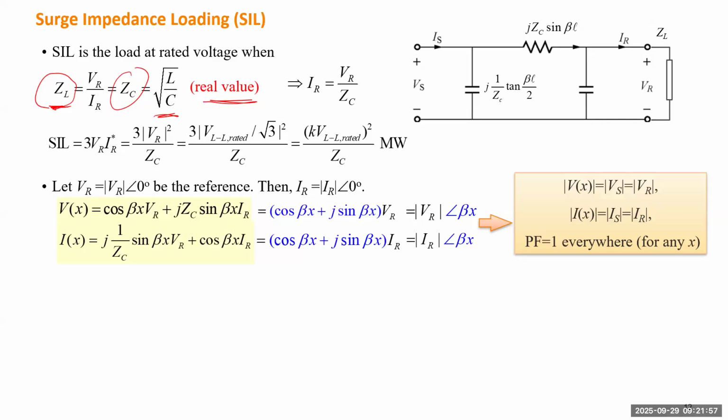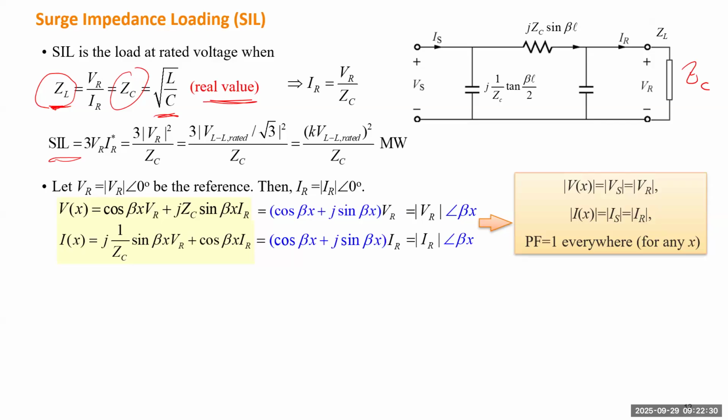It's not a complex number. Even though we call it impedance, we consider it the ideal load impedance at power factor exactly 1, so it doesn't have a reactance or reactive power. So this one will be completely resistive. If we make the load impedance equal to the surge impedance, the resulting load is called surge impedance loading, or surge impedance load.